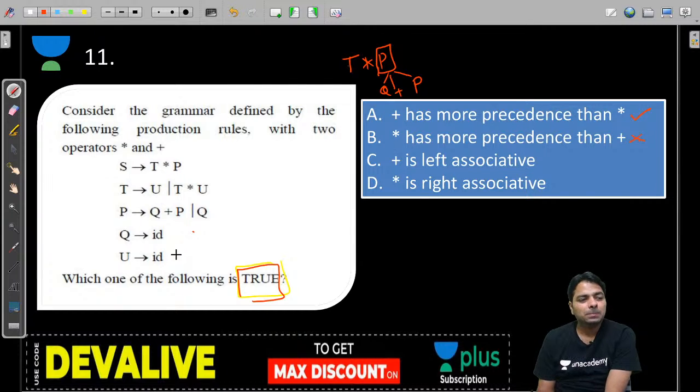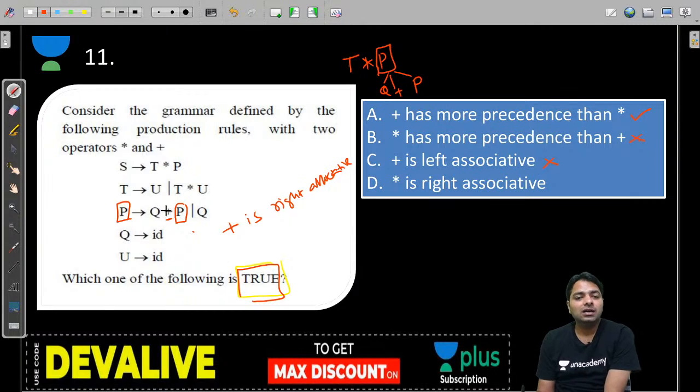And plus is left associative? Look at that. Plus is here, and P is forming right recursion. When it forms right recursion, definitely the right plus has more precedence. So it is right recursion, so plus is right associative. Plus is right associative, it's not left.